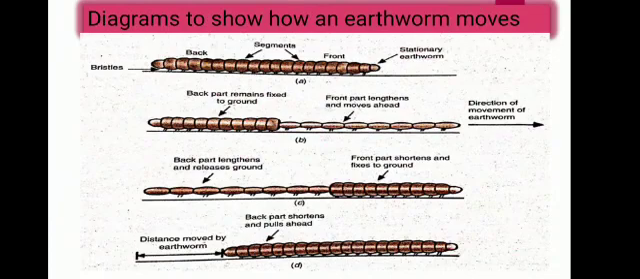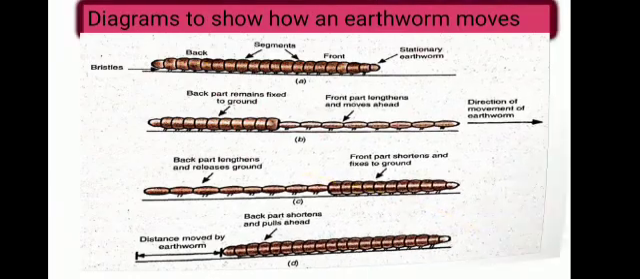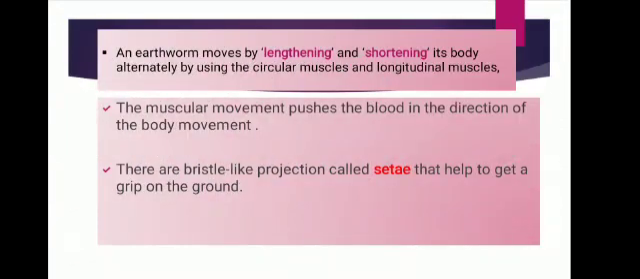Okay, so in the movement of the earthworm, first the front part of the body lengthens, and in the next step the back part of the body lengthens. It shows the alternate lengthening and shortening of the body during movement. Clear? This is about the diagram.